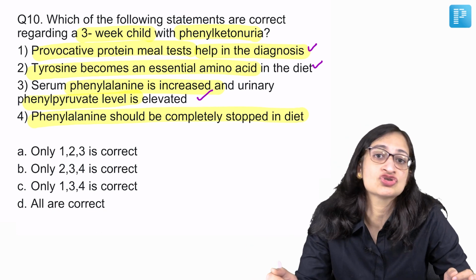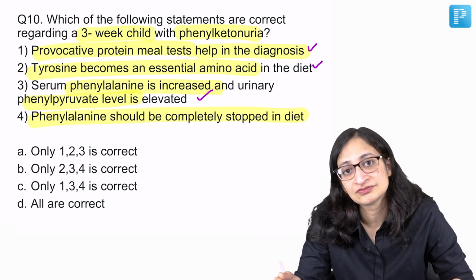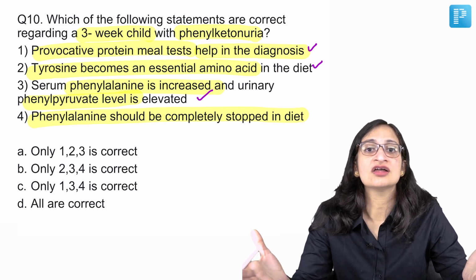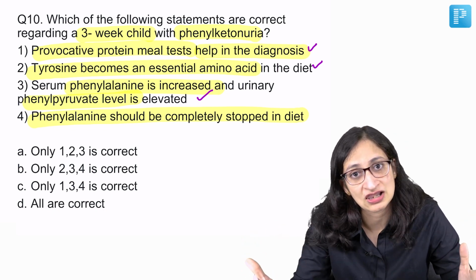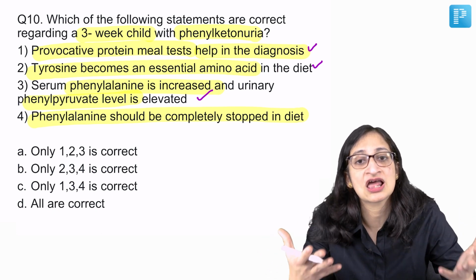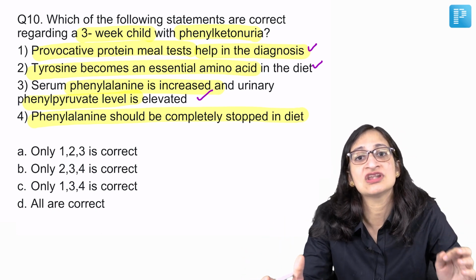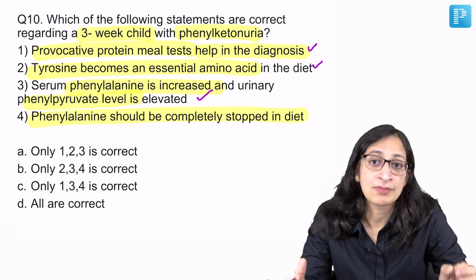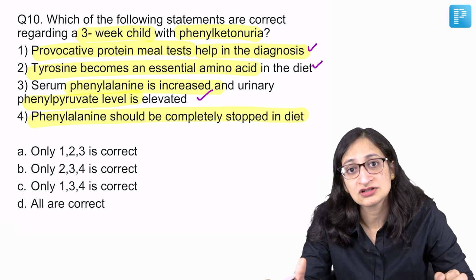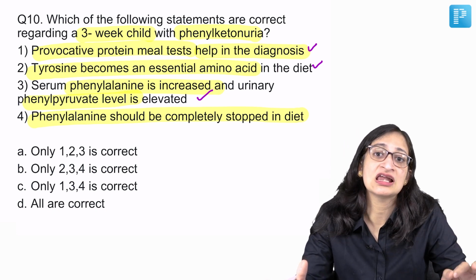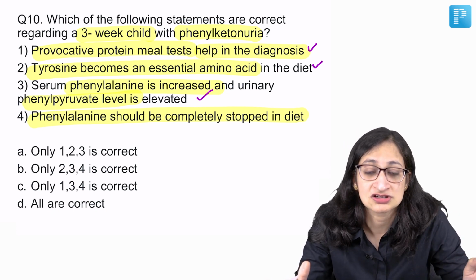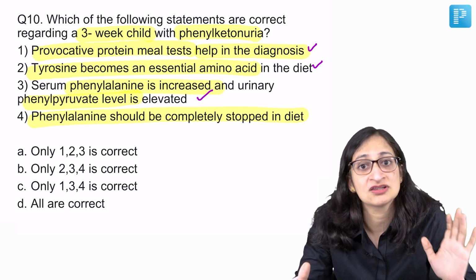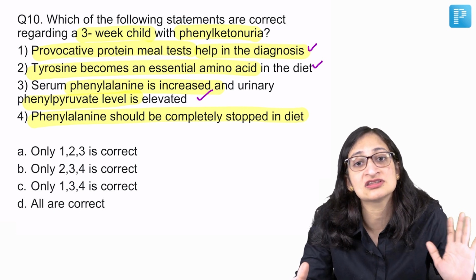Now what about the fourth option? Phenylalanine should be completely stopped in the diet. What do you think, friends? It is true that in this condition, phenylketonuria, the body is not able to convert phenylalanine to tyrosine by the enzyme phenylalanine hydroxylase. Okay, so that is not happening. But what is important is we need to remember that phenylalanine is an essential amino acid. So small amounts of phenylalanine are still required by the body, because it cannot be synthesized in the body.